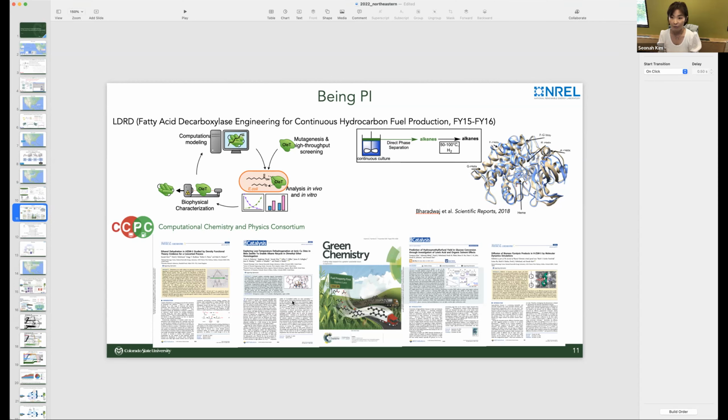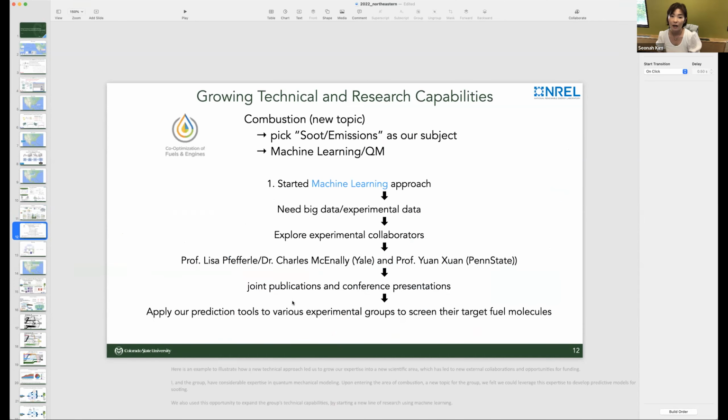And then at one point, I got another opportunity to become a task leader in one of the big efforts from DOE. They call it Co-Optima of fuels and engines. So I got the opportunity to lead one of the subtasks here. But the problem is, I didn't know what was going on with this concept at all. I never learned this before. Combustion was a very new topic, and I had no idea where I could start.